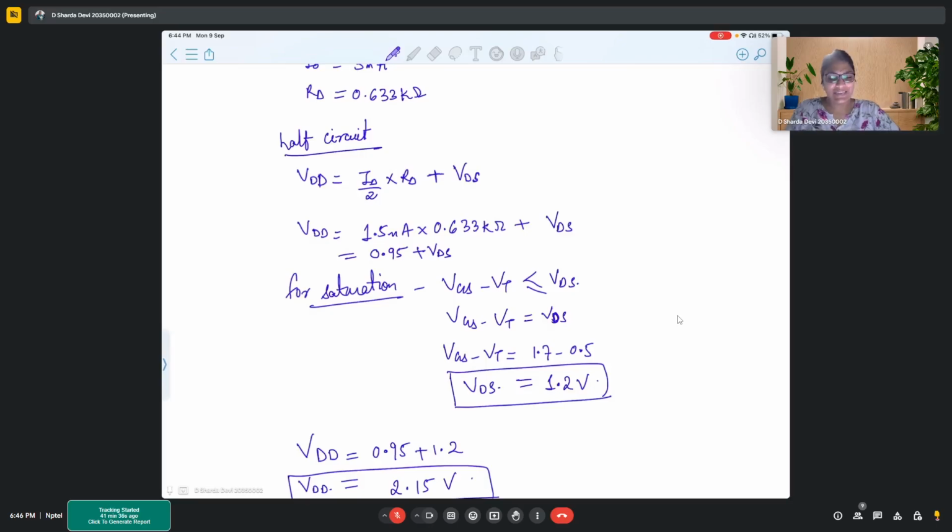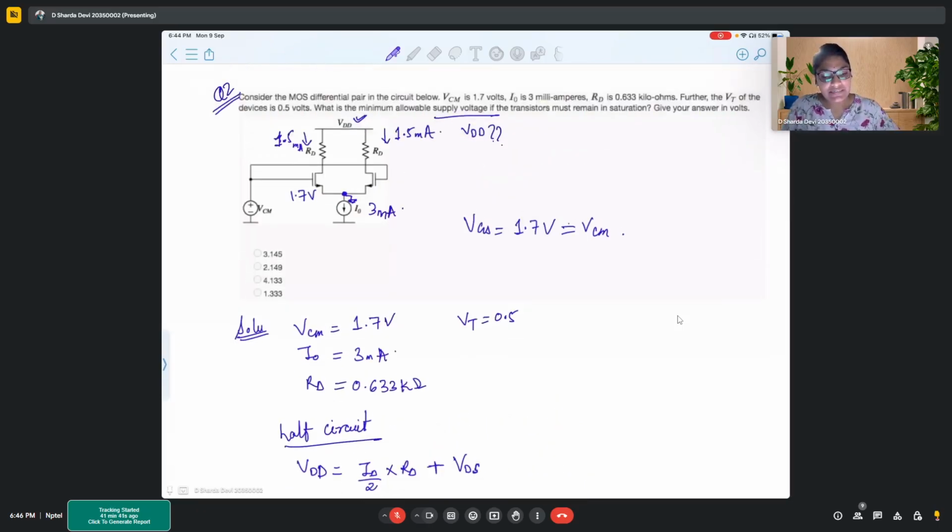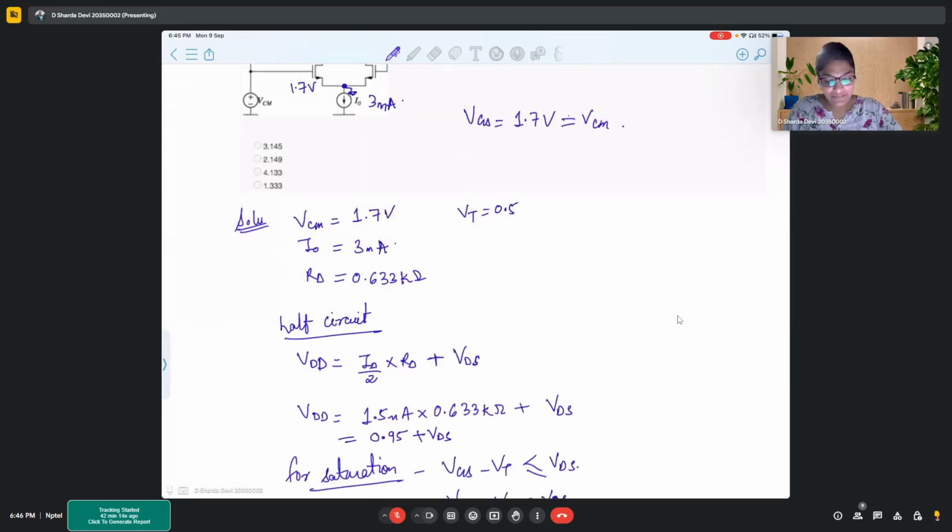Okay, so coming back to this problem, as there was a doubt: the question is we have to find the VDD. We know the current flowing through the circuit, and we know the potential applied to the gate, that is VCM, is 1.7. We know the VT to be 0.5, and the current flowing through one branch is 1.5 milliamperes. As I said, these are symmetric circuits. We can take one half, analyze it, and look for the answer. So based on that, in the half circuit analysis.